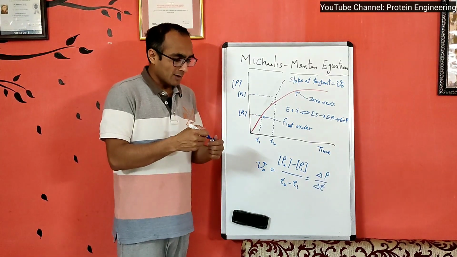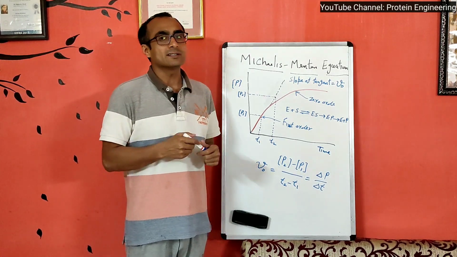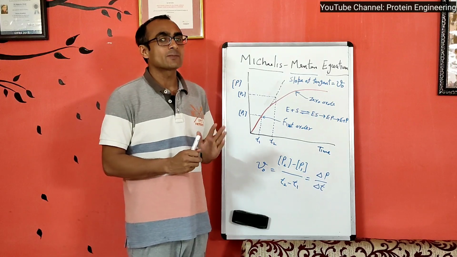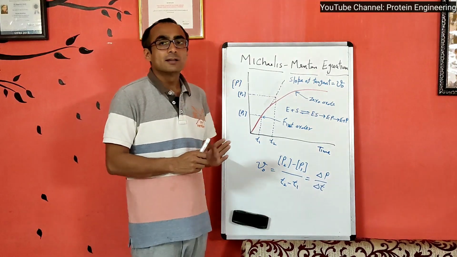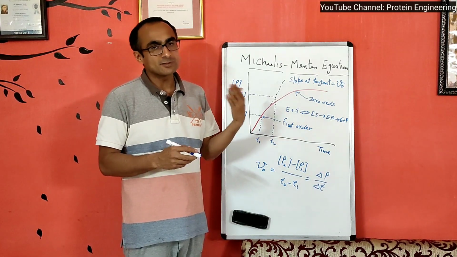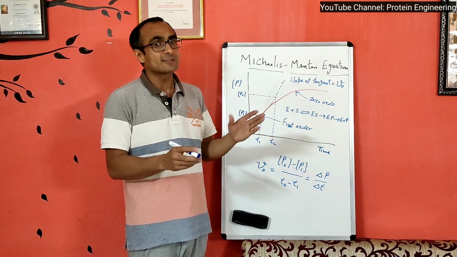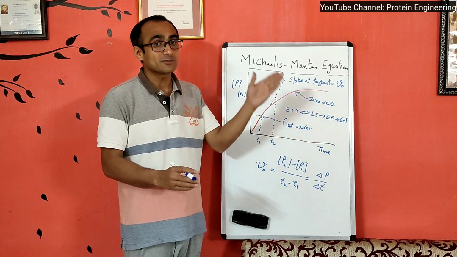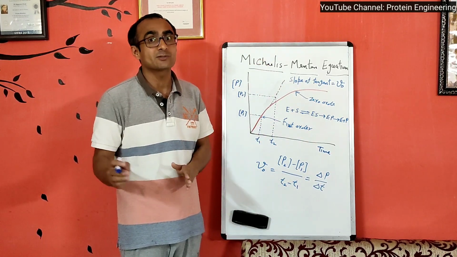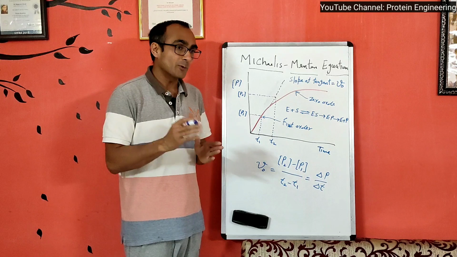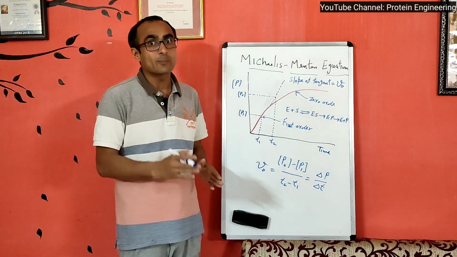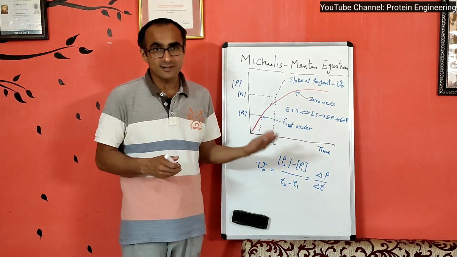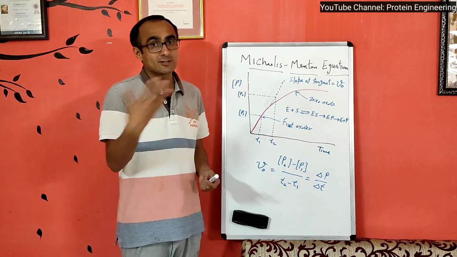So if we want to measure the rate of the reaction for any enzyme catalyzed reaction, there are two ways. The first way is to measure the concentration of substrate, because when the enzyme is catalyzing conversion of substrate into product, the concentration of substrate is always going down with respect to time, and the product concentration is always going up. So either you can measure disappearance of the substrate or appearance of the product.